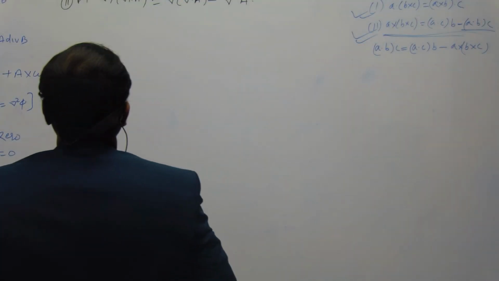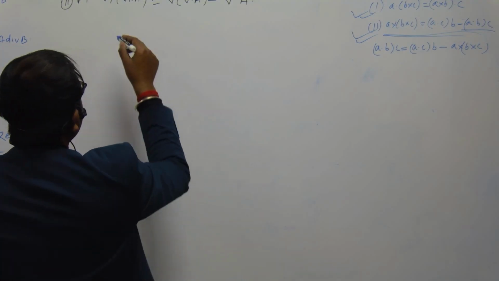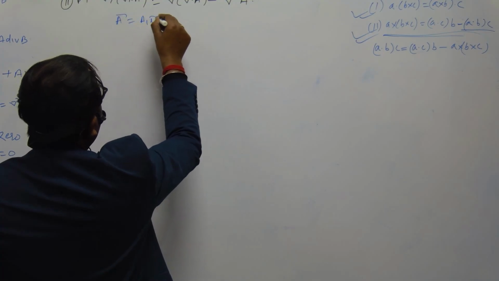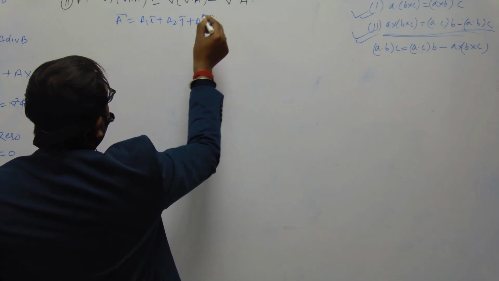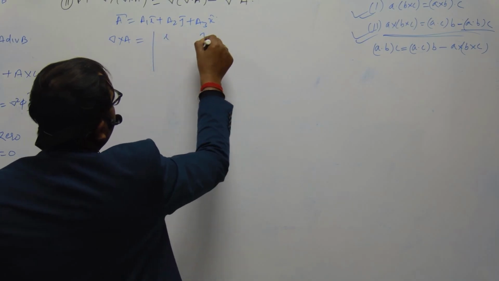So we have the curl of A. Let us take the vector A as a1 i cap plus a2 j cap plus a3 k cap. So del cross A vector is equal to the determinant with i, j and k.